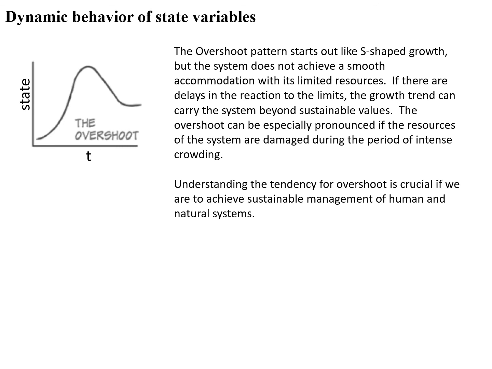Overshoot is a situation where it starts out like S-shaped growth, but the system does not achieve a smooth accommodation with limited resources. So if there are delays in the reactions to limits, the growth trend can carry the system beyond sustainable values. Overshoot can be particularly pronounced if the resources of the system are damaged during that period of intense crowding. Understanding the tendency to overshoot is critical if we're going to achieve sustainable management of human and natural systems.